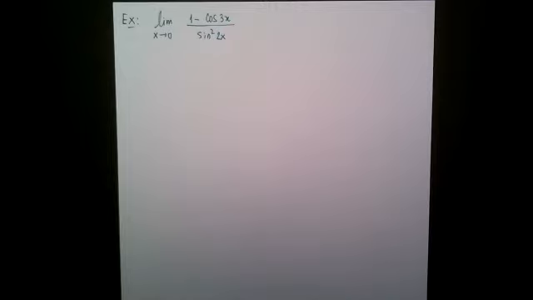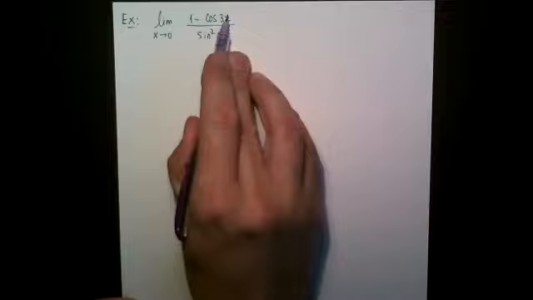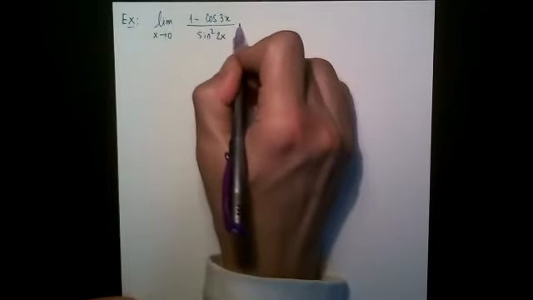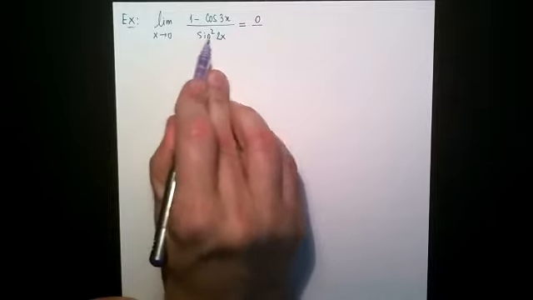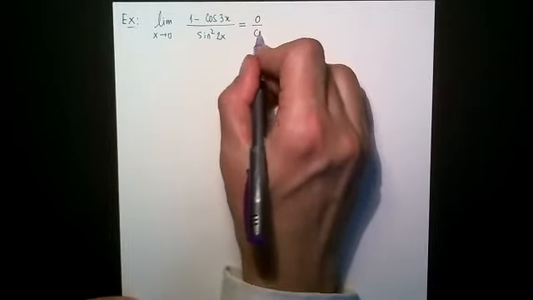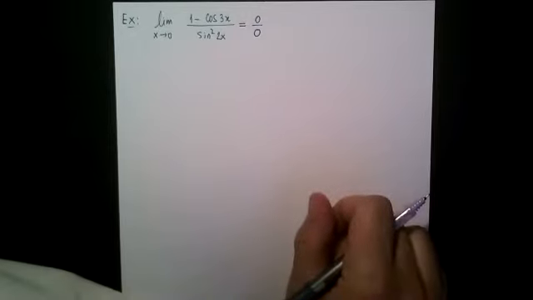Okay, what is the first thing that we do? Plug in 0. Very nice. So I plug in 0 on top. So cosine of 0 is 1. 1 minus 1 is 0. So the top is 0. And the bottom, sine of 0 is 0. Okay, so I have my undetermined form. So what do I do now?